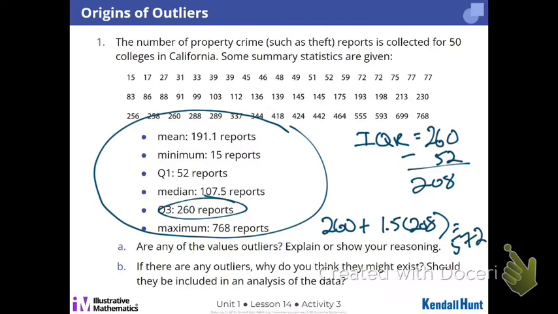Yeah, that's right. So anything that's more than that, by the 1.5 rule, is an outlier. So that means these three data points that I just circled are all outliers. Here's why there's no lower outlier. 52 minus 1.5 times 208 is going to be some negative junk. And you can't have negative crime.